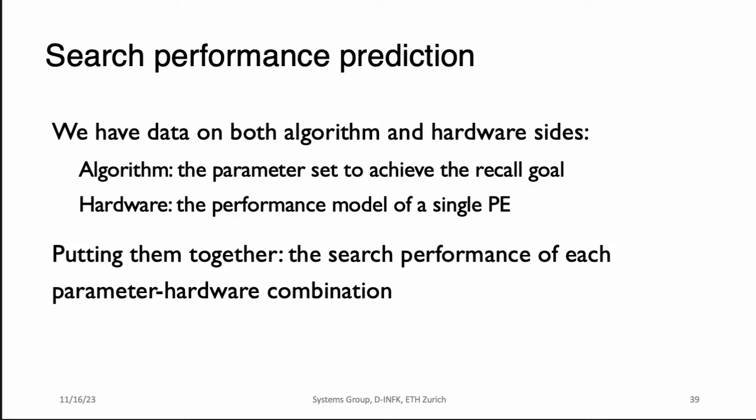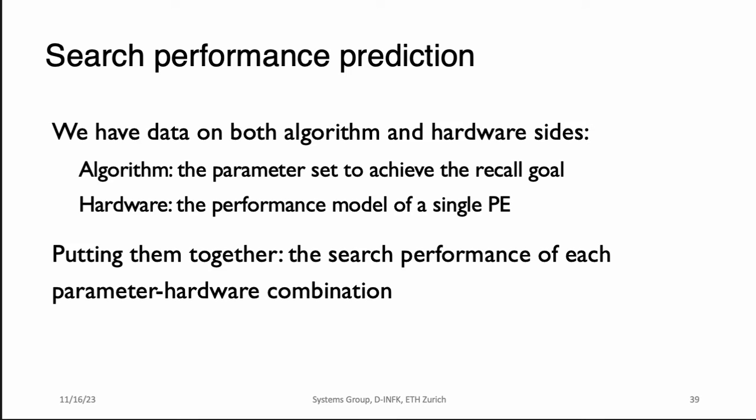So now we have both worlds. We have the information on the algorithm side where we capture the relationship between parameters and recall, and we also can estimate the workload per search stage. On the hardware side, we have a list of valid accelerator designs, each specifying the number of PEs per stage and the architecture of each PE.